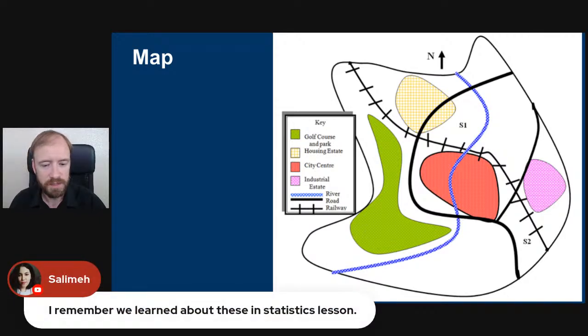I remember we learned about these in statistics lesson. Yeah, in whatever country you are in, in your education, you probably learned about charts or graphs. They're not super easy. They can be a little challenging, but again, you are trying to take IELTS to go to university or get a job in another country. So you should be at a level where you can get data and summarize that data in a written form and spoken form if you can too.